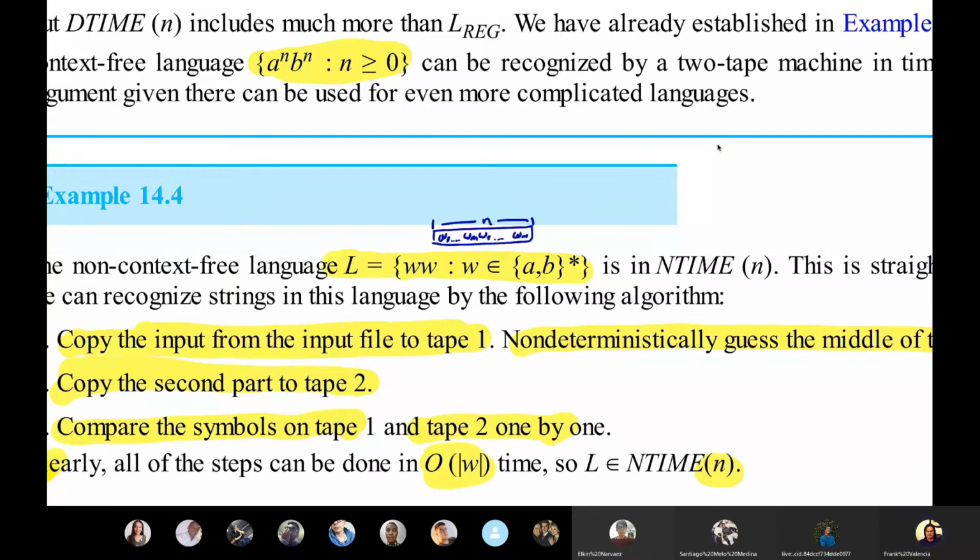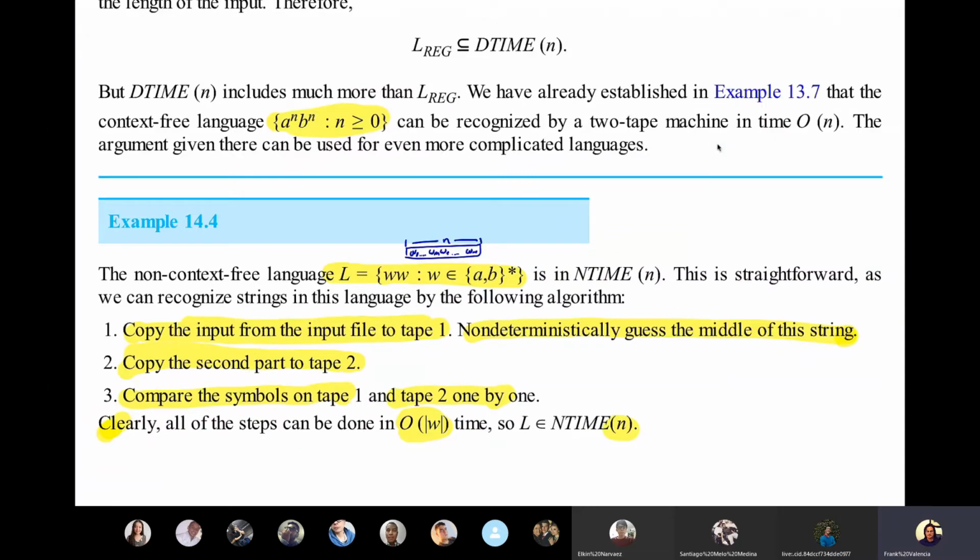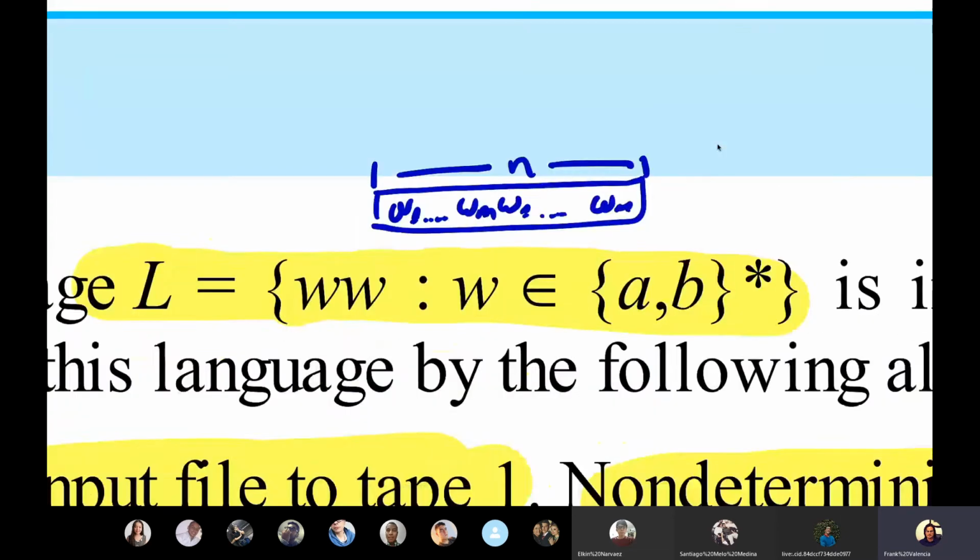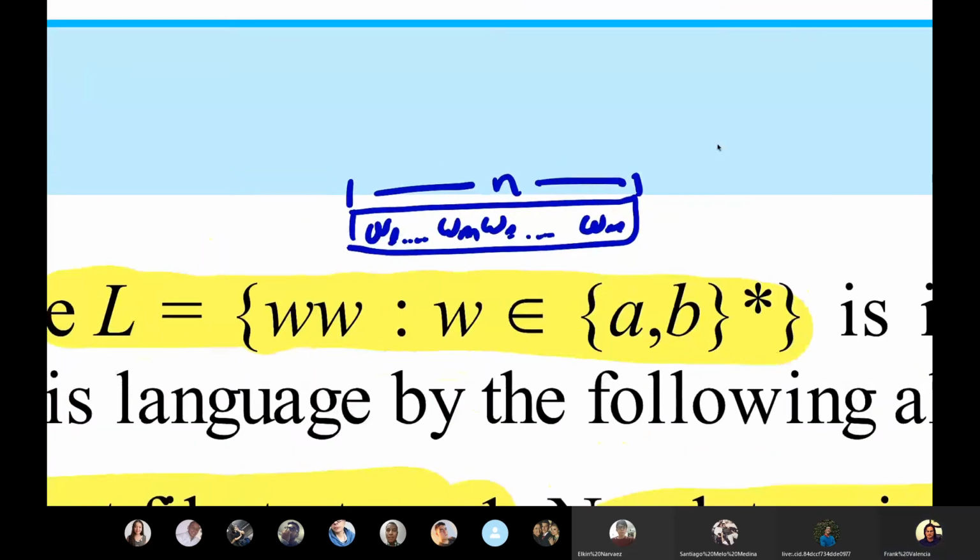So an easy way to prove that this is in non-deterministic linear time, that means NTIME(n), is, so that means that this string is of this form, w1 to wm, and then w1 again to wm, and the size of this is n.